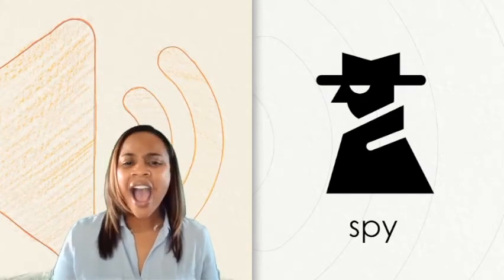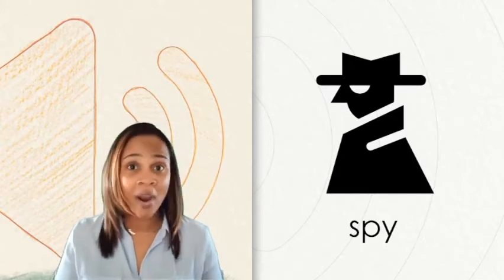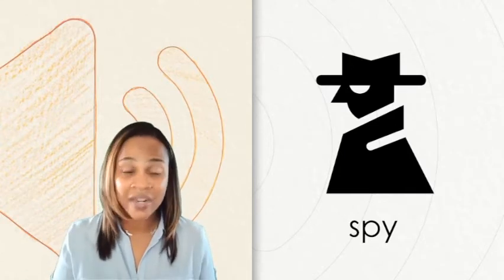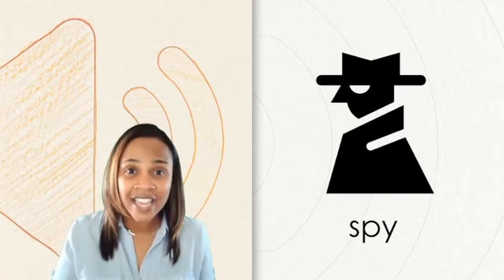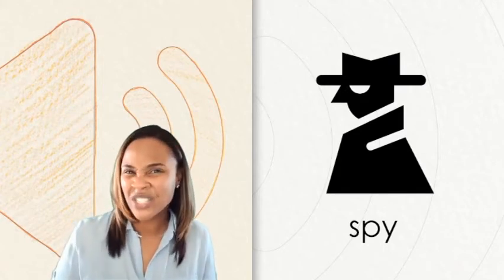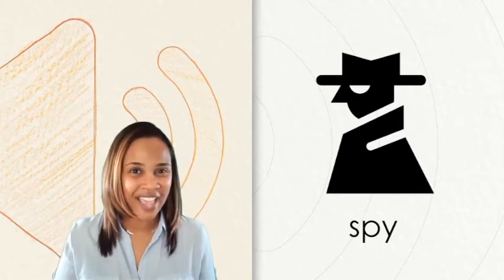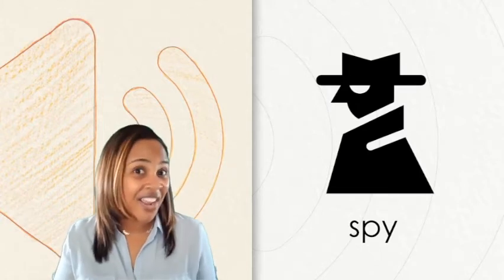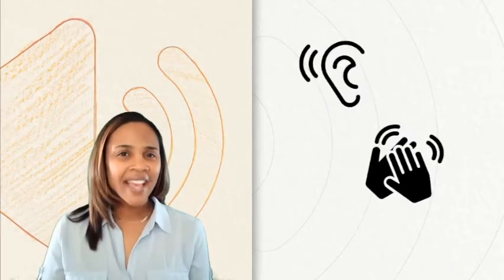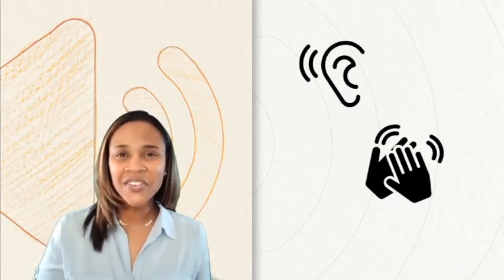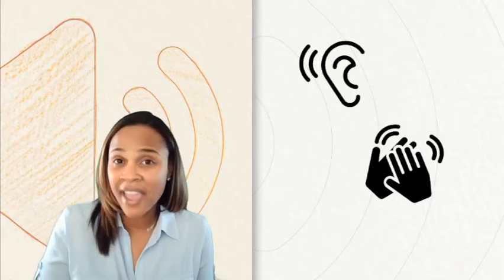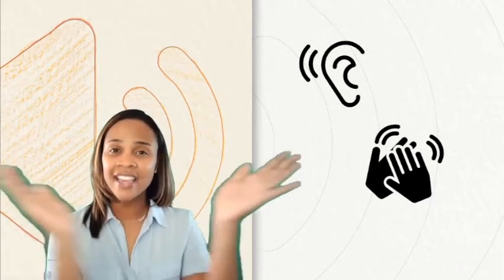Right. How about we play a game where I will model clapping out some of the words and you have to blend them together to see what the word is. You'll put the two parts or the two syllables together to make the word. Are you ready to play my game? Here's the first one. Insects. What's the word? Right. Insects is the word. You put the two syllables together to make the word insects.